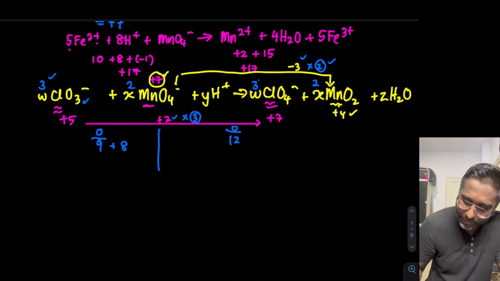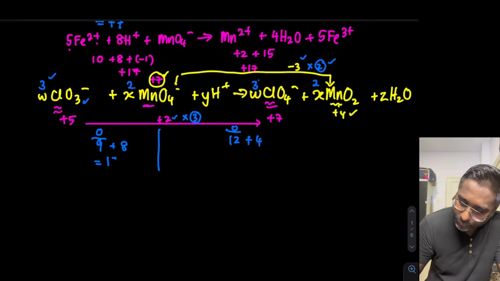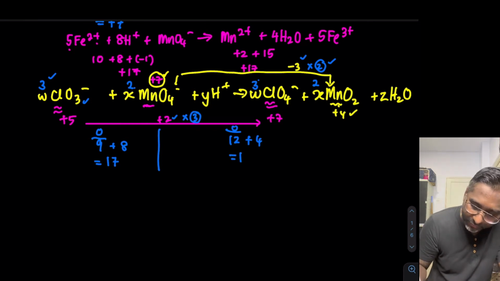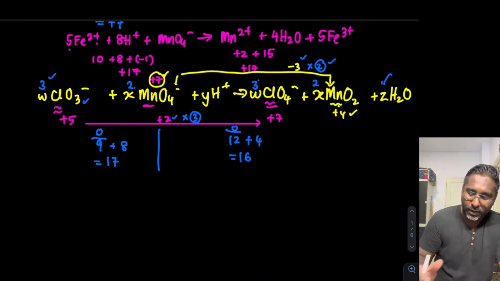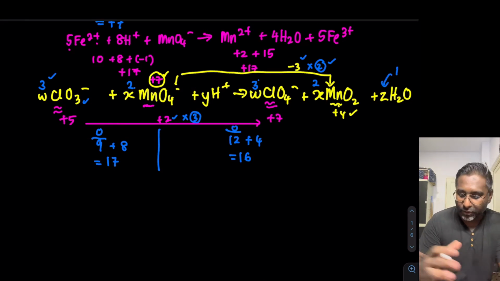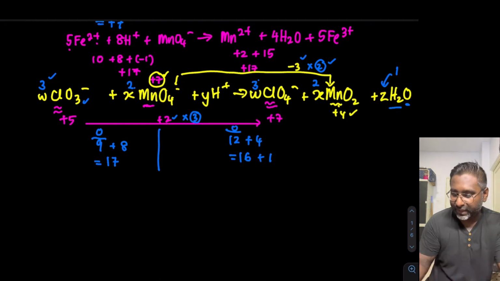And on my right, if I don't disturb the 3 over here, 3 times 4 is going to be 12 oxygen. And then here, 2 times 2, that's going to be 4 oxygen. So on the left I have 17 oxygen, and on the right I have 16. Left and right must be the same, so this number must be 1. I must put 1 because if I put 1, then I'm going to have 1 oxygen. So I can balance 17 and 17.